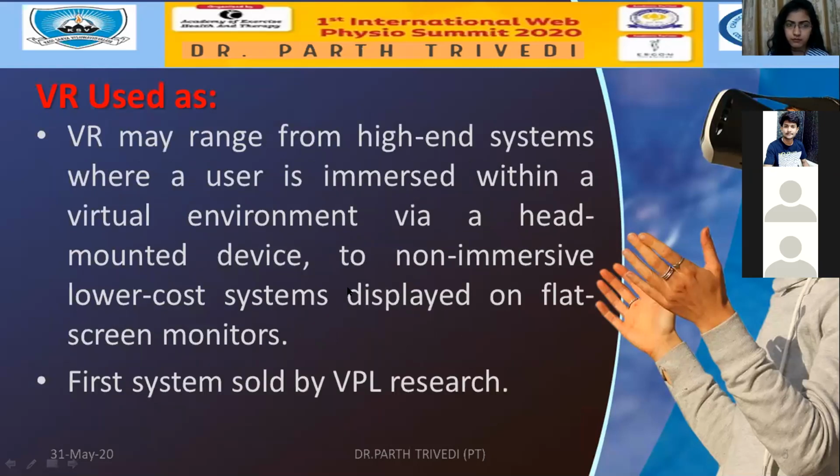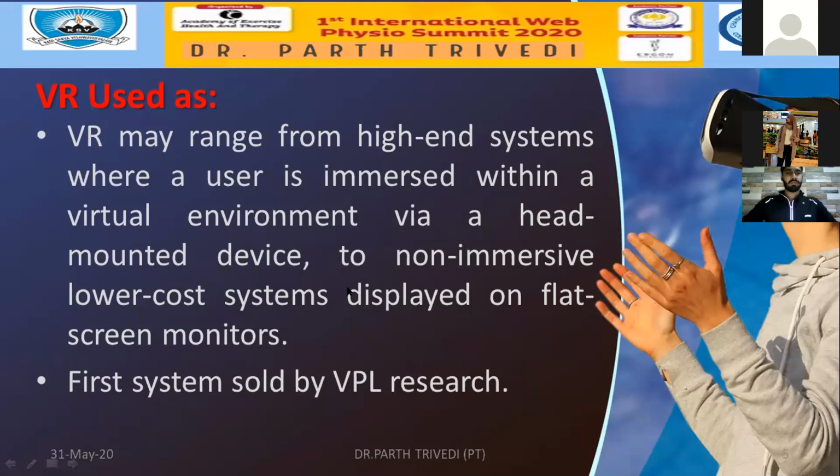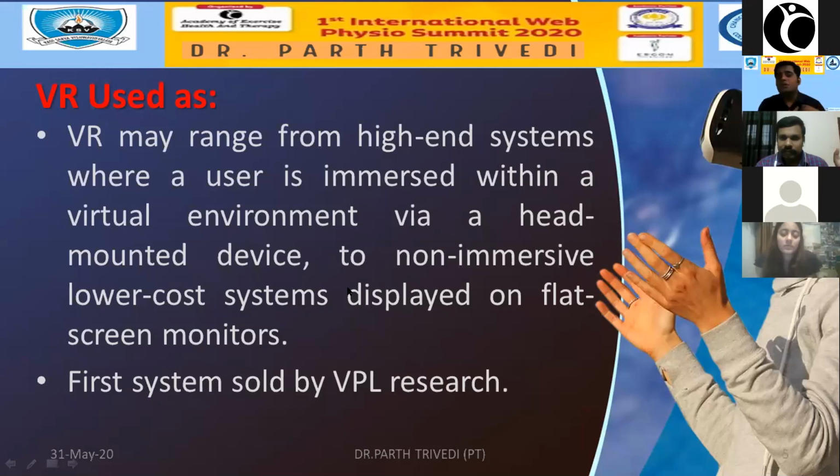Not going into much more, we have high-end devices and low-end devices. Currently, what I had shown you was one type of flat screen monitor, which makes you go through that virtual environment. That is somewhere around a low-end system, but you have high-end systems which give you feedback also. Your heart rate oriented feedback and your muscle oriented feedback are given to the system, and then you are given a task to complete. It is similar to how you play PUBG or any other games on your cell phone. Somewhere in the 1980s, the first virtual system was sold by VPL Research.